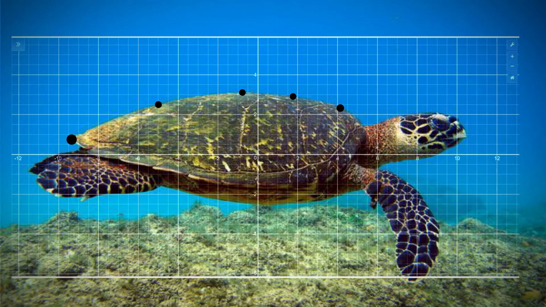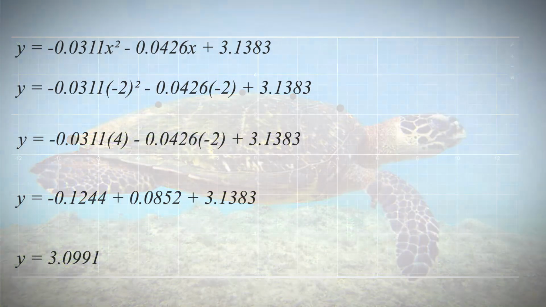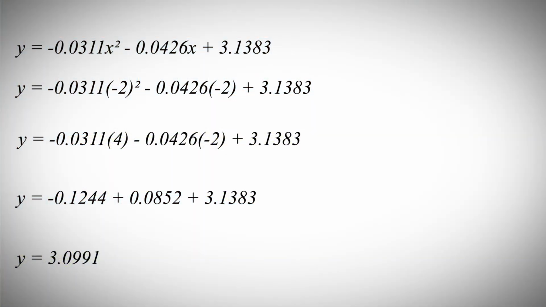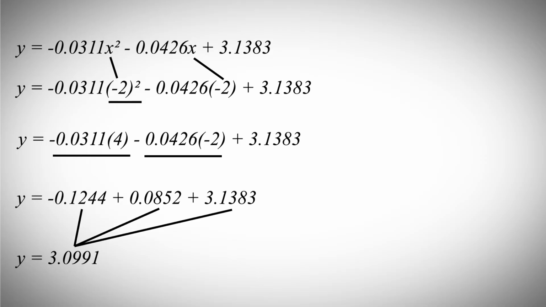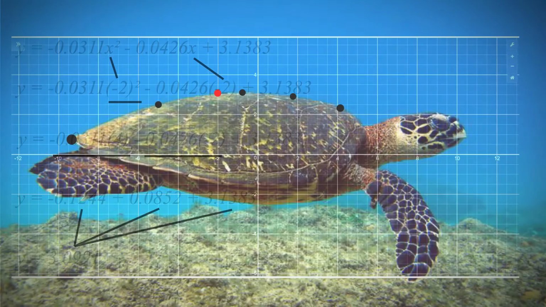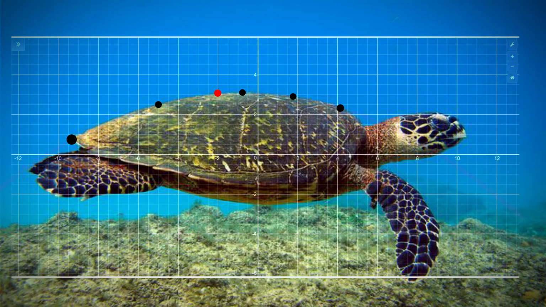Let's check that our quadratic regression equation works. For the sake of ease, from now on, when using the quadratic regression equation, the numbers will be rounded to 4 decimal places. With our rounded quadratic regression equation, y equals negative 0.0311x squared plus negative 0.0426x plus 3.1383. Let's input negative 2 to get another point to make sure that it matches the curve on the turtle shell. We plug in negative 2 for x, square this, multiply those, and add them all together, which gives us 3.0991. This point does indeed lie on the turtle shell, so this equation works.